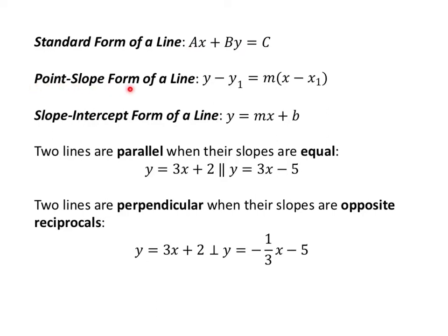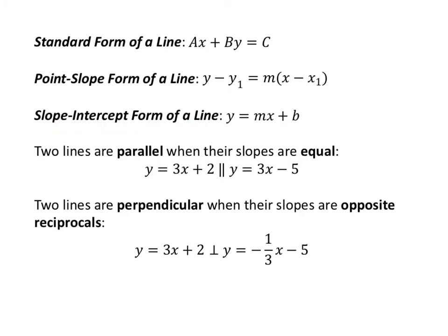Point-slope form of a line is very useful if you are told, find the equation of a line with this slope going through the point with this x and that y. Please keep in mind that when you're using point-slope form, the x sub 1 and y sub 1 are the coordinates. Y and x will actually stay y and x in the equation.